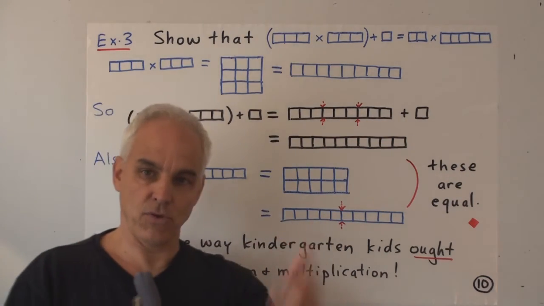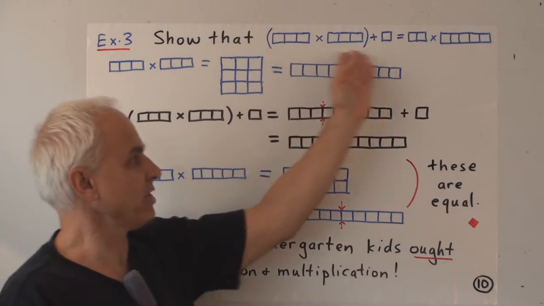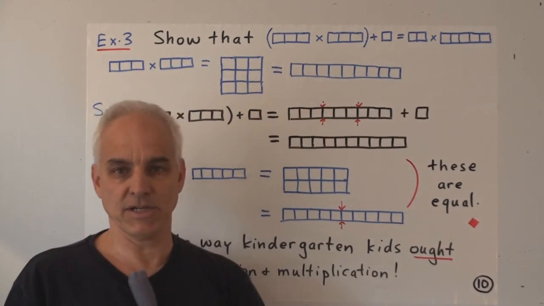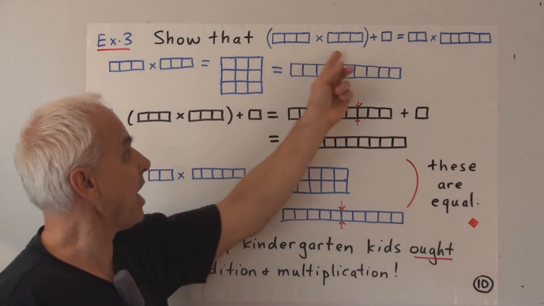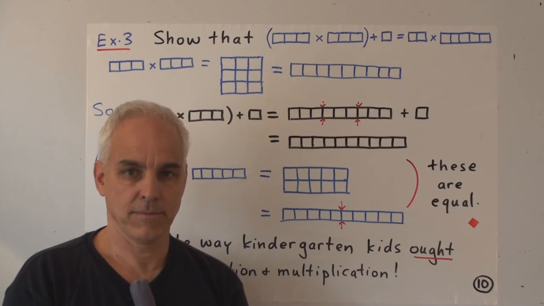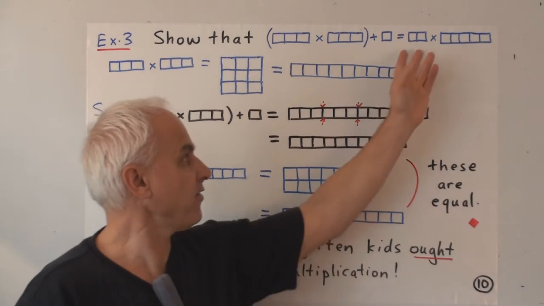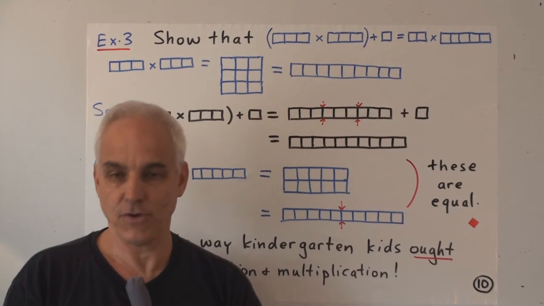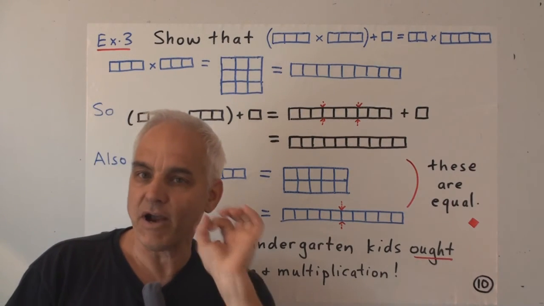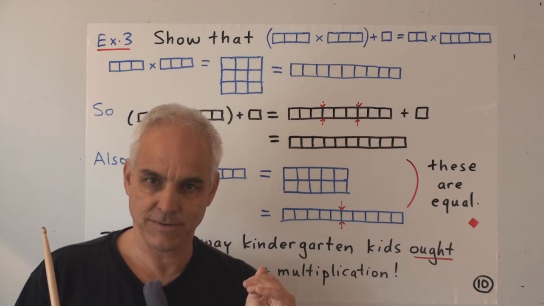Now to skip forward a few hundred or thousands of years, just briefly, what is this really saying in the Hindu-Arabic number system? It's saying that 3 times 3 plus 1 equals 2 times 5. Okay, we all know 3 times 3 is 9. If you add 1, that's 10. And 10 is the same as 2 times 5. So that's a true statement. But we're going to verify that using our kindergarten idea of the operations.